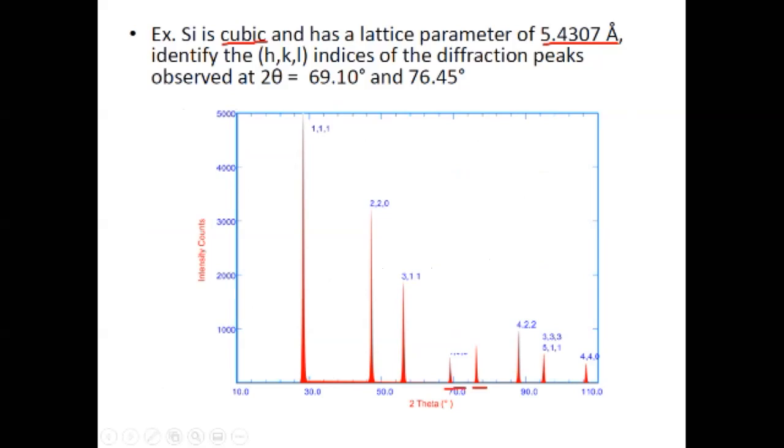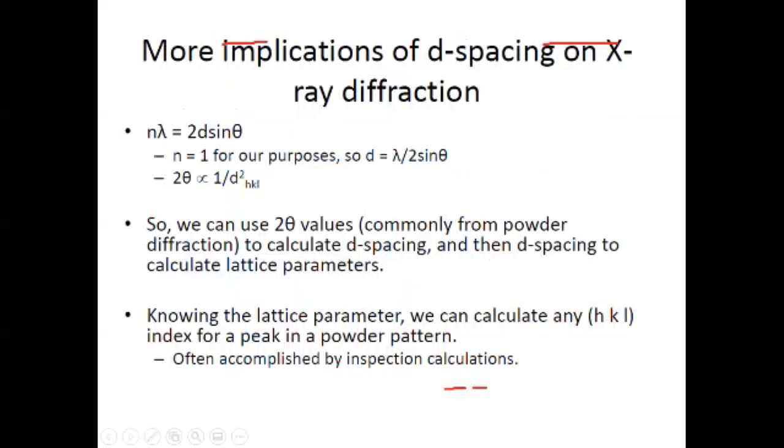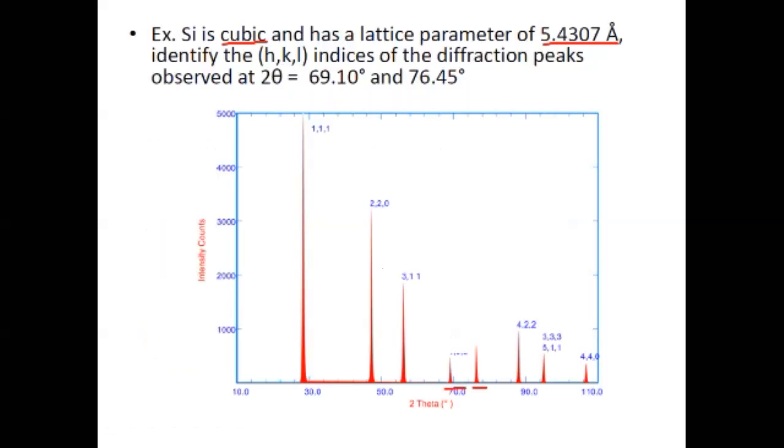So we have this diffraction pattern. It tells us the 2 theta is 69.10. Remember that we just saw on the previous slide that d equals lambda divided by 2 sine theta. So that's how we find the d spacing. The lambda wasn't given, but this is done with copper. So the lambda is 1.54. We know what 2 theta is. 2 theta is 69.10. So let me write this stuff for you.